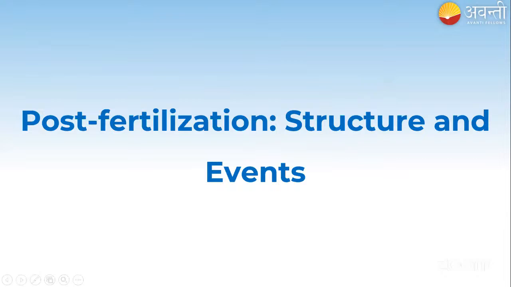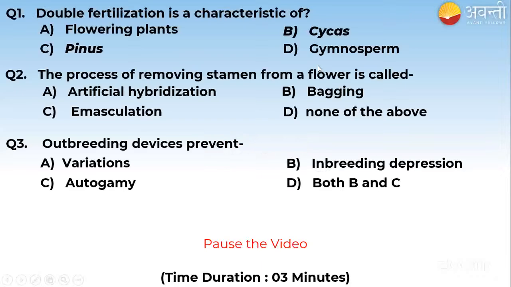Okay, let us talk about what is going to happen after the fertilization. Before that, we'll solve some questions. So here is a question for you guys. Double fertilization is a characteristic of: option A, flowering plant; option B, cycas; option C, pinus; option D, gymnosperm. Kindly see question number 1 only.